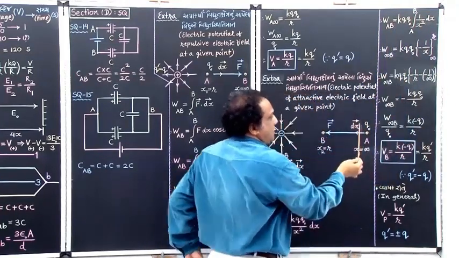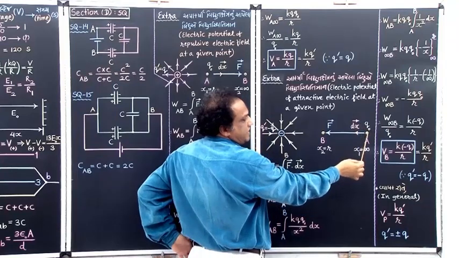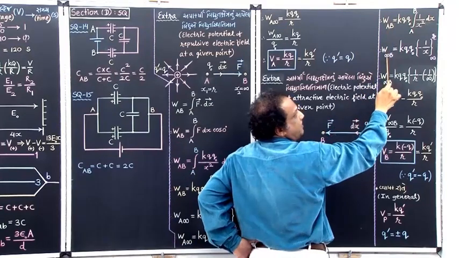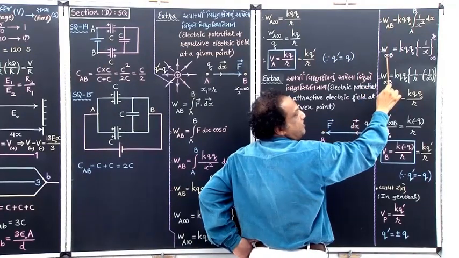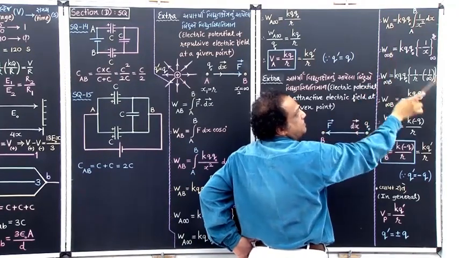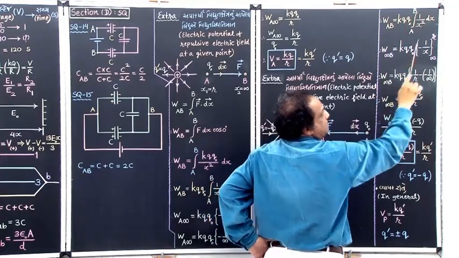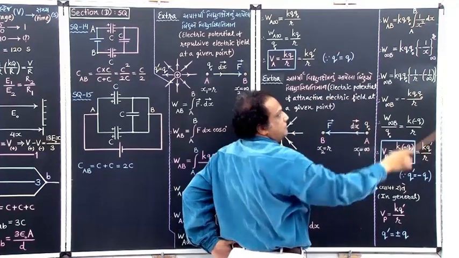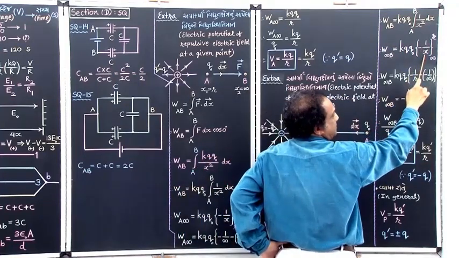Now, because point A is taken at infinite distance, instead of point A, now I am putting infinity. B point as it is. This k q q0 as it is, integration 1 upon x square dx. Everybody must remember now. Come on, it is minus 1 upon x.